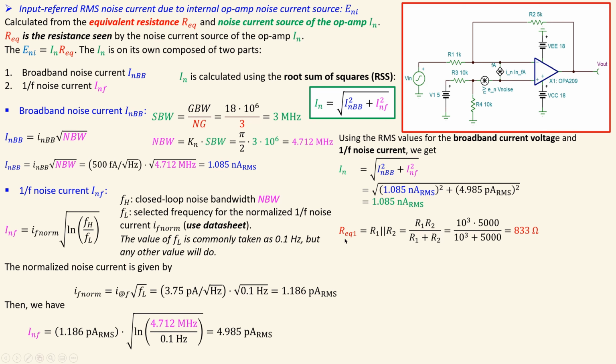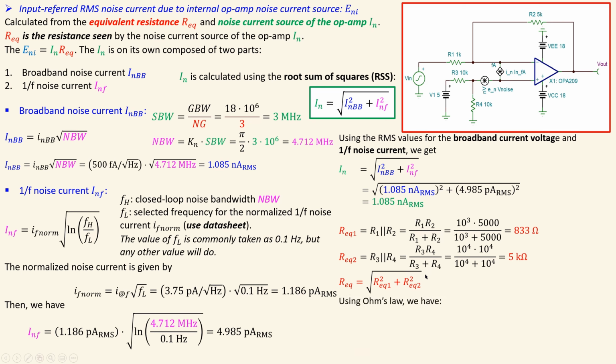So we have two equivalent resistances. The first one is R equivalent 1, which is R1 in parallel with R2, and if you do the math in this formula, you will get 833 ohms. For the second one, R3 and R4, you will have 10,000 in parallel with 10,000 ohms, giving 5 kilo ohms. So the expression for the equivalent resistance in effective form will be calculated using this formula.